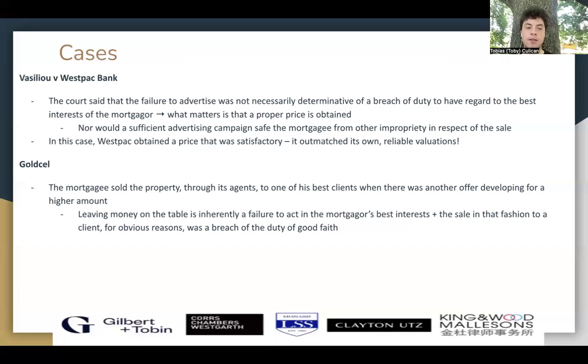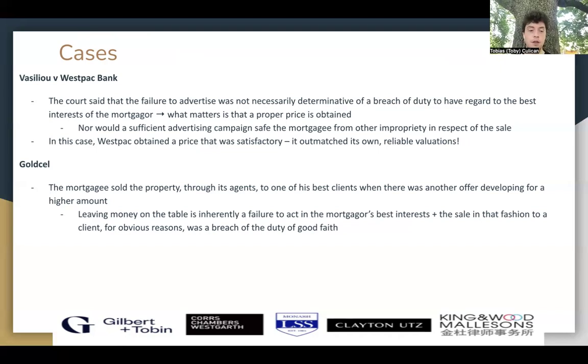But what really comes out of this is the principle that the court said that the failure to advertise was not necessarily determinative of a breach of duty with regard to the best interest of the mortgagor. What matters is a proper price is obtained. So if you do no advertising, but it sells at a really good price, well, you probably won't find a breach.